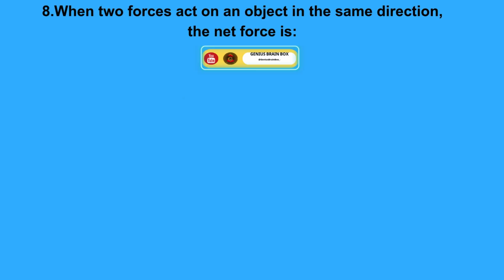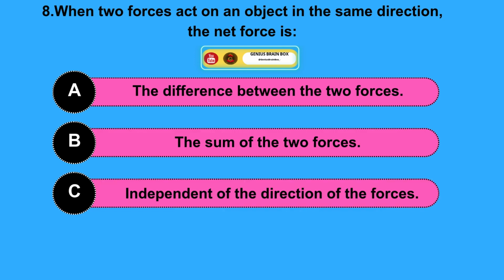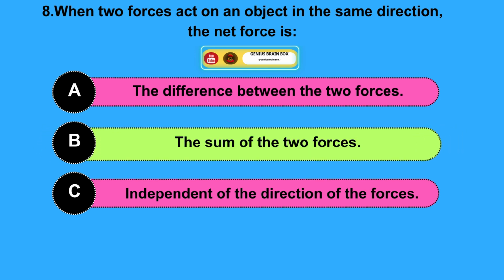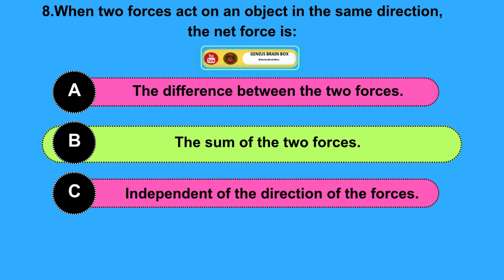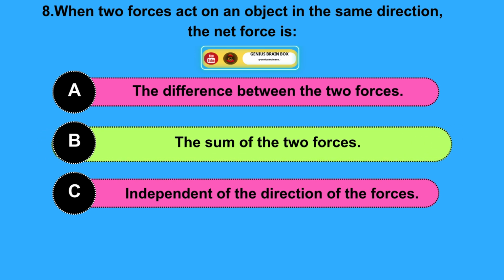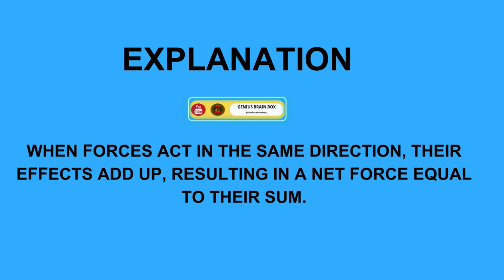When two forces act on an object in the same direction, the net force is Option A. The difference between the two forces. Option B. The sum of the two forces. Option C. Independent of the direction of the forces. Correct answer is B. Explanation is when forces act in the same direction, their effects add up, resulting in a net force equal to their sum.